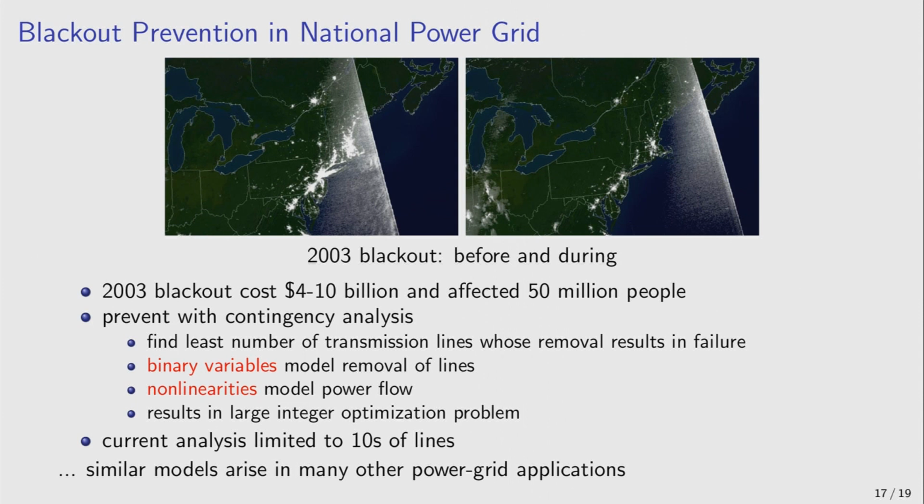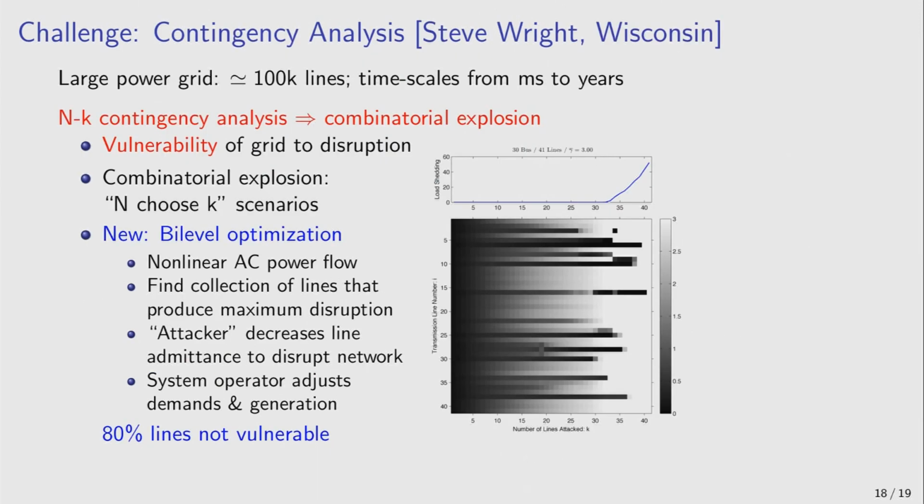And currently we can do maybe 20 lines or so. We really want to do it on a much larger network. But these are very hard combinatorial problems. Steve Wright from the University of Washington has looked at ways of solving these problems with a bi-level approach, where he has an attacker that is allowed to decrease the line admittance to disrupt the network. So your attacker can impact the line admittance and can shut lines down. And the system operator then adjusts demand and generation to respond to this attacker.